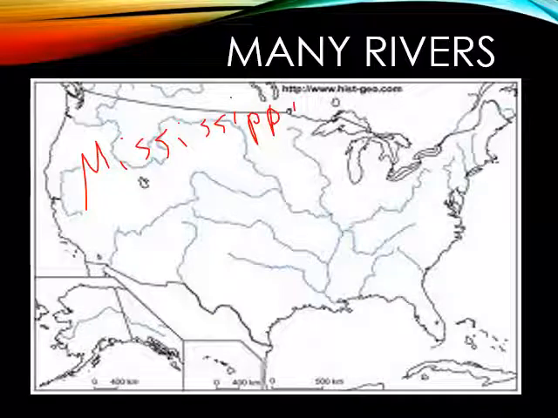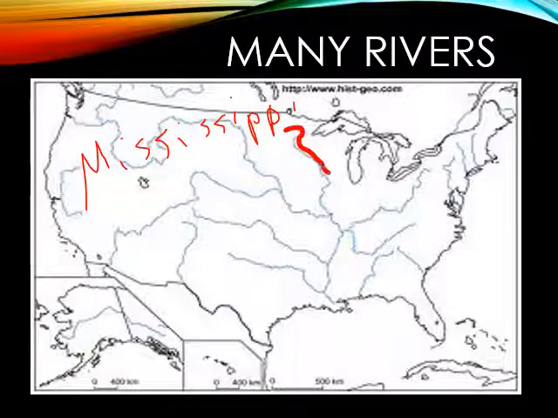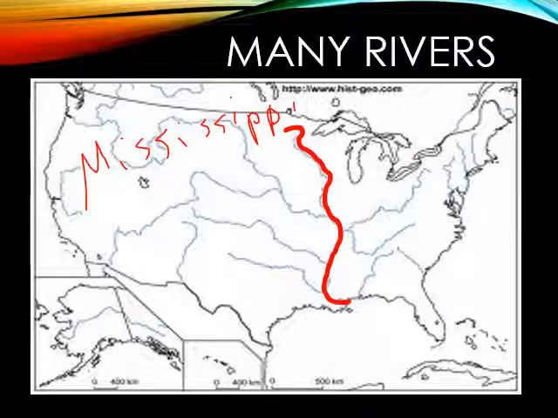Mississippi is how you spell Mississippi, and then river is spelled like you know it's spelled. Okay, and the Mississippi River is this one. It starts up here and it flows all the way down to New Orleans. Okay, and so that is the Mississippi River.